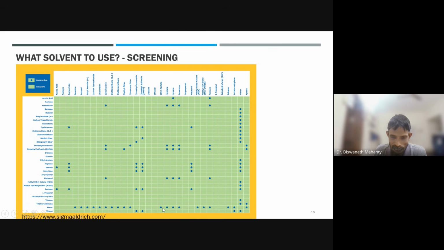Possibly we can try ethyl acetate, heptane, hexane. These are important solvents, as is MEK, methyl ethyl ketone. So other different solvents can be utilized. This list can be useful when you are thinking about conducting a liquid-liquid extraction process.